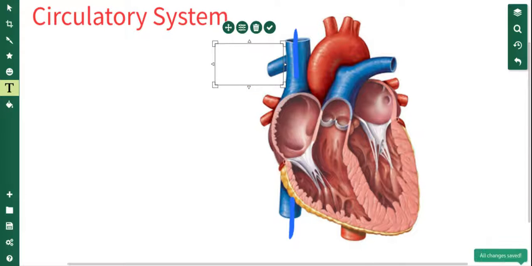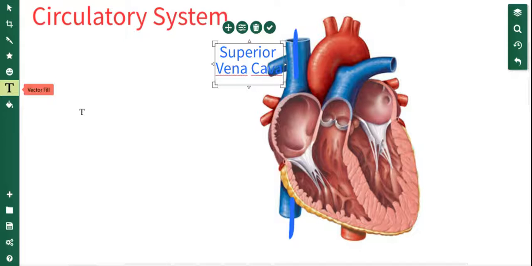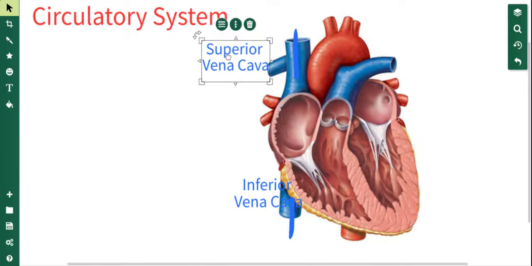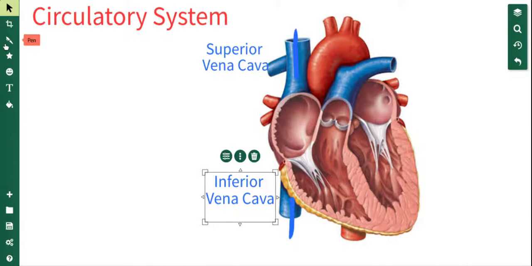The top one is called the superior vena cava. And the bottom one here is basically an antonym of superior. It's called the inferior vena cava. So that's where it starts off.